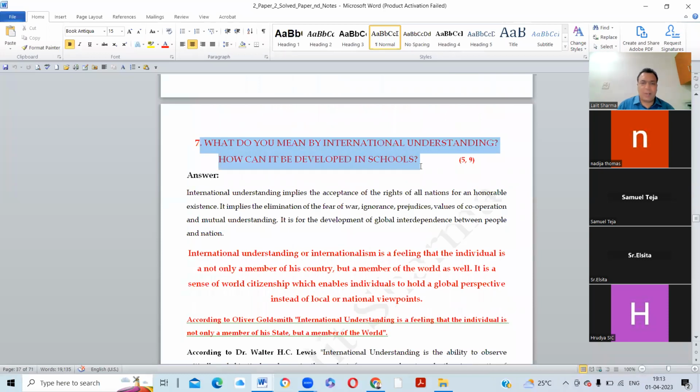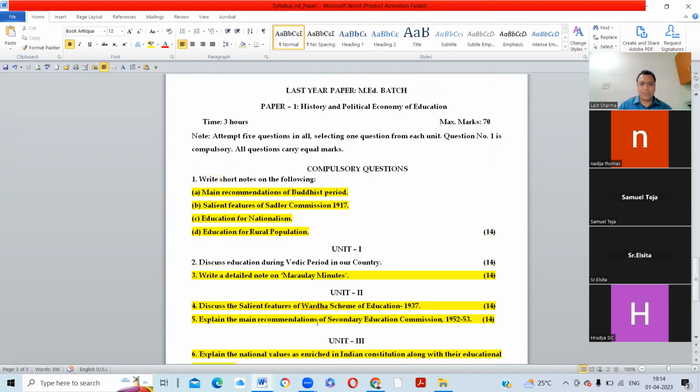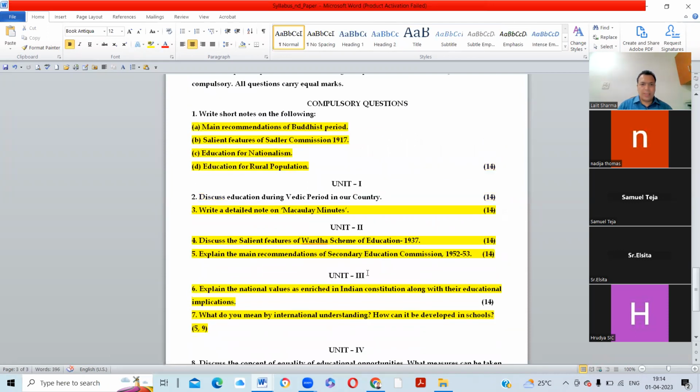I have also made notes for you. What do you mean by international understanding? How can it be developed in schools? Okay, 7th question. See in the paper, this is the 7th question, History and Politics of Education, last year's paper. So all the 4 questions we discussed in short.